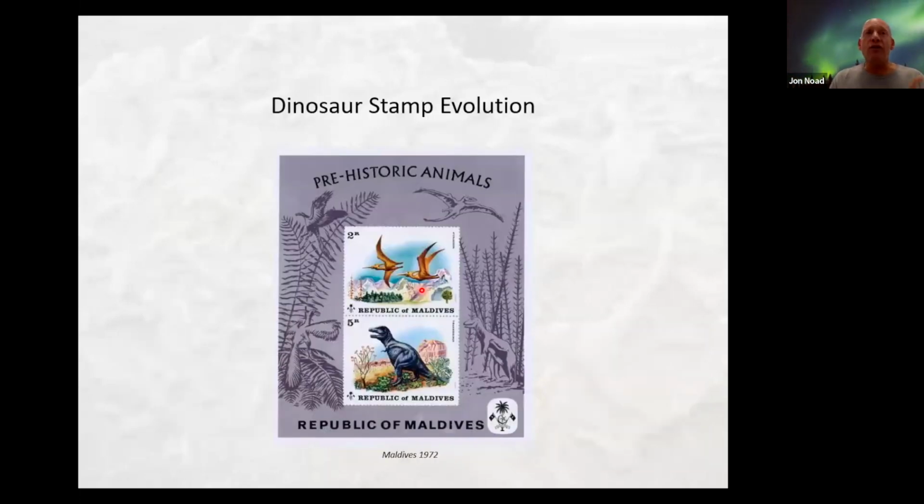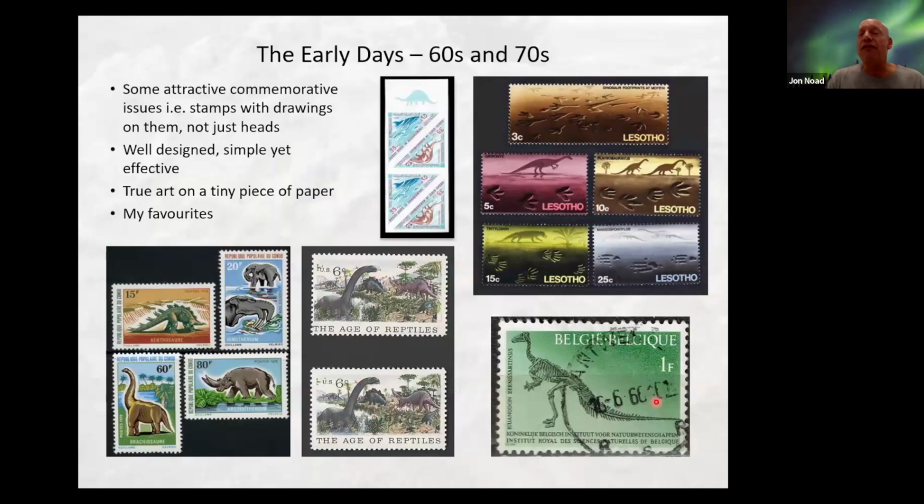So next what I'm going to do is talk a little bit about dinosaur stamp evolution from the early days to the late days. We're going to start off back in the 60s. 58 was the very first dinosaur stamp. And in the 60s, we saw this kind of real flower power time, and there were these beautiful stamps. People took their time. There was nothing really tacky about them. They were just very, very well designed. And as I said earlier, that's why these are mostly my favorites.